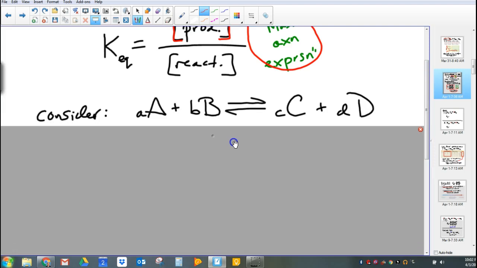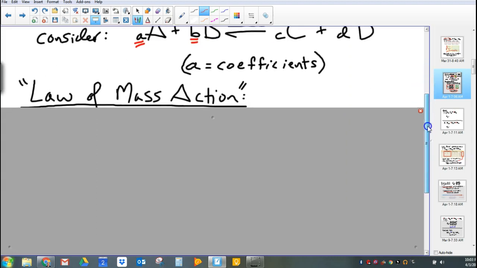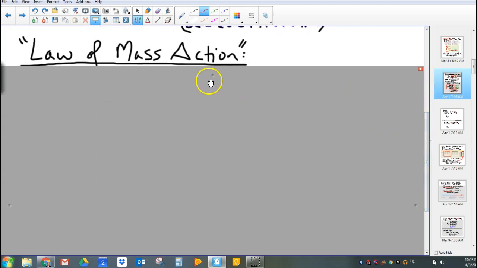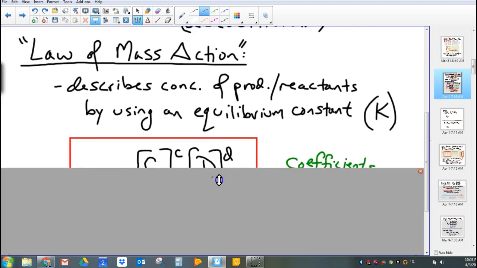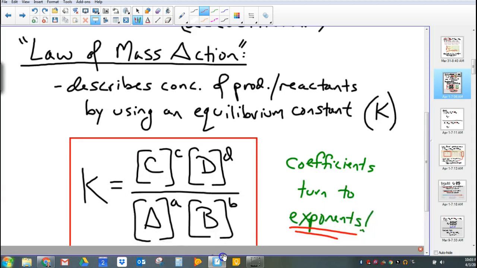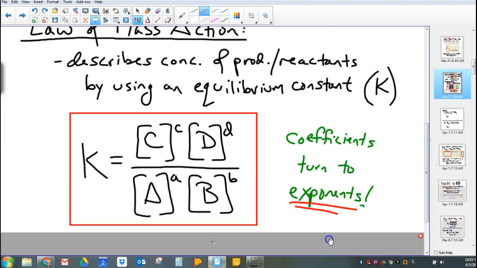Let's consider this algebraic expression where the lowercase letters are coefficients and the uppercase letters are molecules or atoms, reactants of some sort. Okay. The law of mass action is actually written like this. It's simply a ratio of products to reactants, but we write it with those coefficients as exponents. So it looks like this. A little more complicated when it's not one-to-one stoichiometric ratios. So it's simply a ratio of how much product is there, C and D.